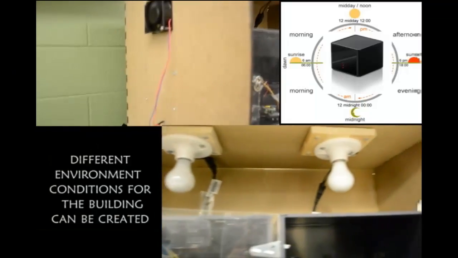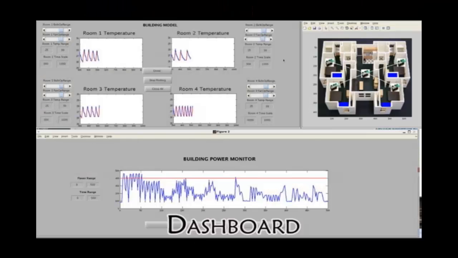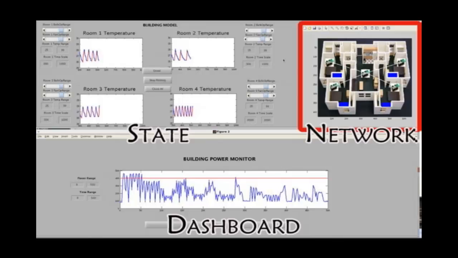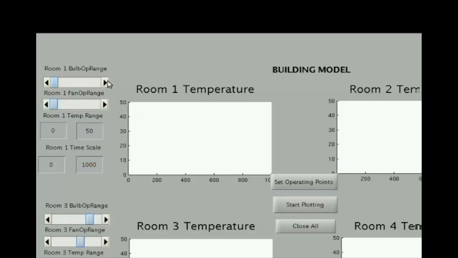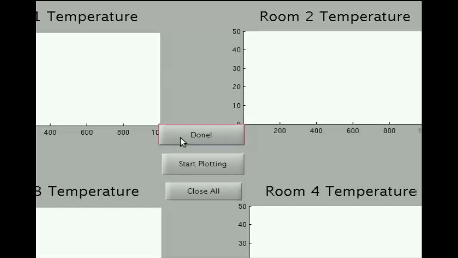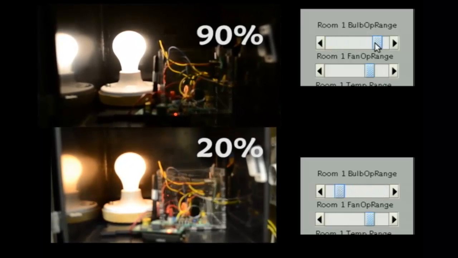The building model is kept inside a larger enclosure, which simulates the outside environment for the building. The dashboard displays the state of each zone, the status of the wireless sensor network, and the real-time energy consumption of the building. During initialization, the user can set the operating points for heating and cooling. The operating points control the brightness levels of the bulb, and hence the heating capacity of the zone.